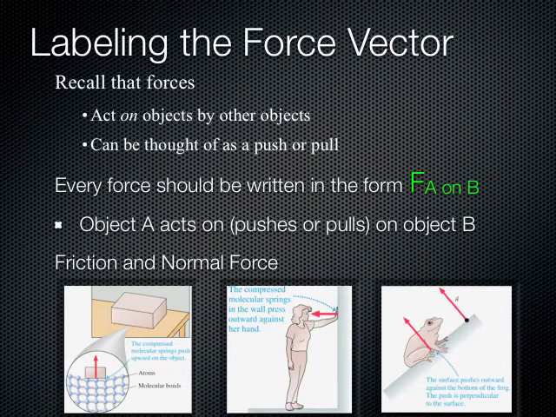Meaning that object A pushes on or pulls on. Whether it's a push or pull, we cannot distinguish. So F of A on B means object A pushes or pulls on object B. In our lower illustration, the table is pushing on the book. It doesn't have to be animate objects. The book is pushing down on the table.